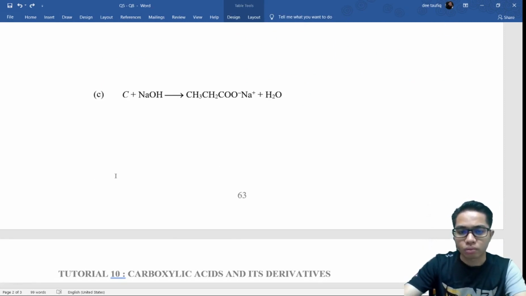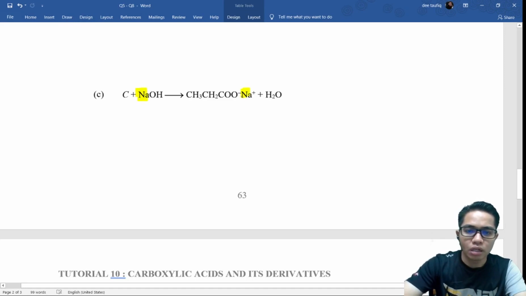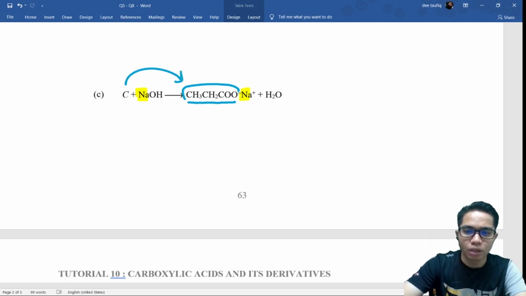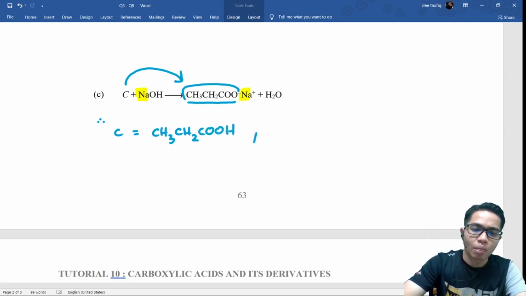Next question C. If you look at this structure, we have our Na here and Na here. So this part sebenarnya yang belakang itu, this part is from our structure C. So C will produce this part. Therefore C equal to CH3, CH2, COOH. Okay. Later on, this H combine with this OH to produce H2O.